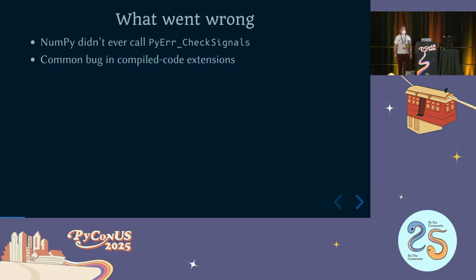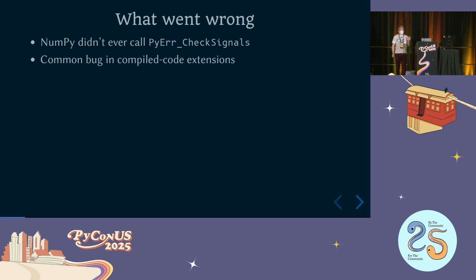What went wrong? Why is this? Well, it's a bug in NumPy. It didn't call this particular C API function, PyErr_CheckSignals, ever. I'm not here to pick on NumPy. A lot of my examples are NumPy, but huge numbers of extensions have this exact same problem.